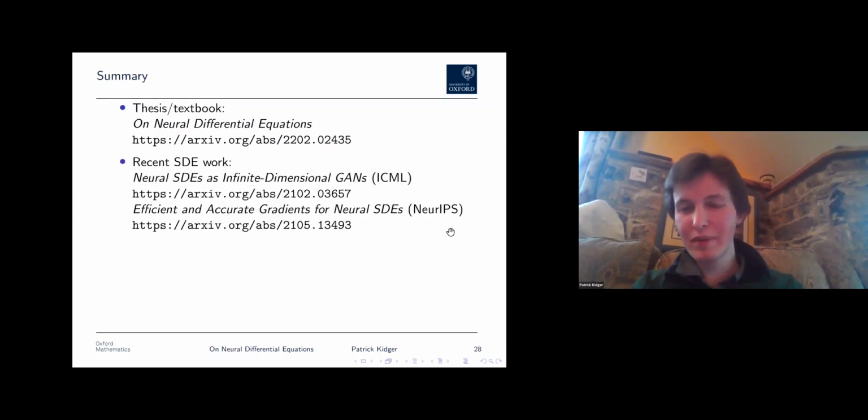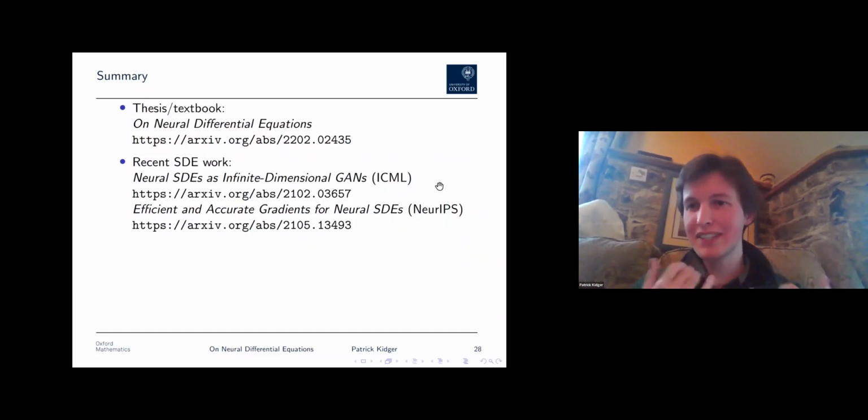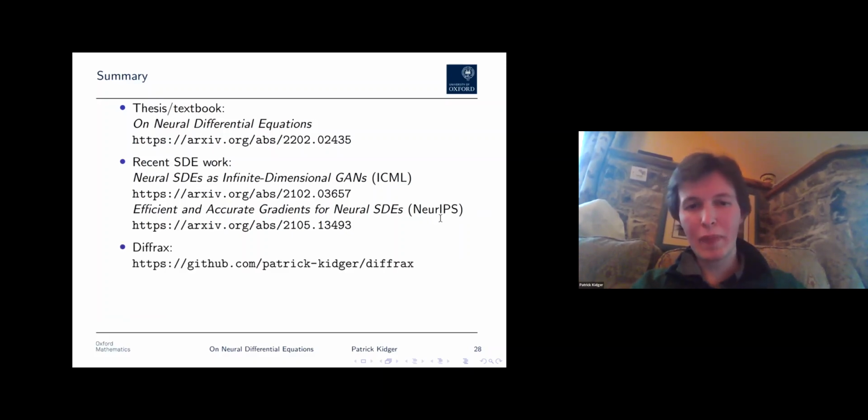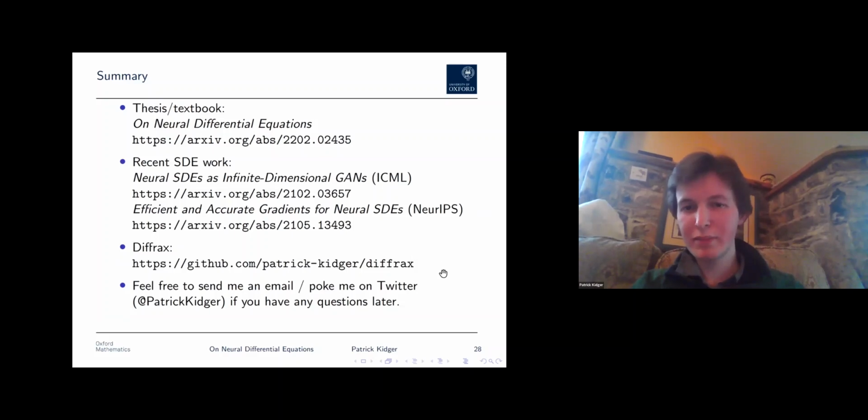The SDE work I've been telling you about: these are a couple of papers on this. The first one is really laying out, as the title suggests, neural SDEs as GANs. And then the second one is starting to delve into the details of how you actually handle some of the complexities of making this work efficiently. And then finally, Diffrax is available on GitHub, so feel free to message me if you have any questions.